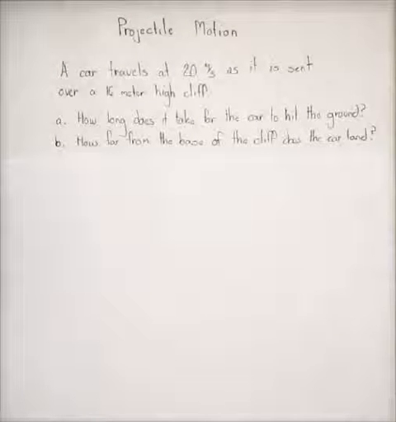Hey guys, now we're going to look at how to solve a projectile motion problem which has motion in 2 dimensions. So imagine you're on the set of, say, a movie, and you have this car that for an action sequence travels over a 16-meter high cliff at 20 meters per second. So we want to know how long it takes for the car to hit the ground and how far from the base of the cliff the car is going to land.